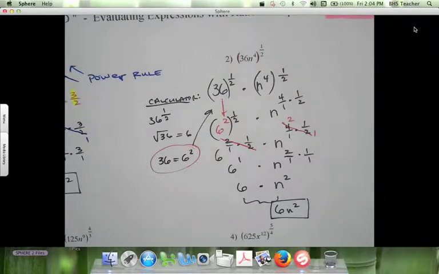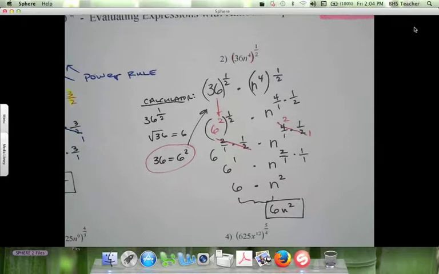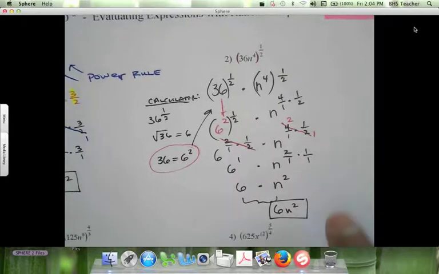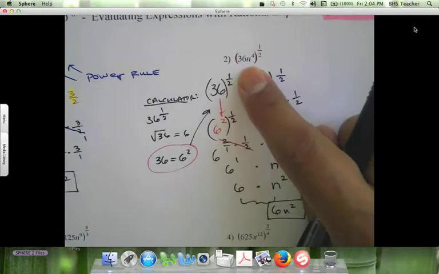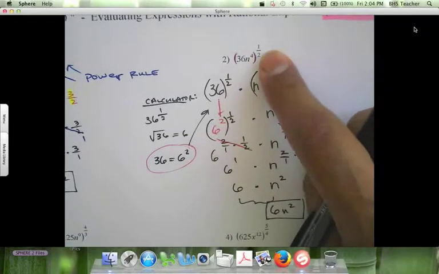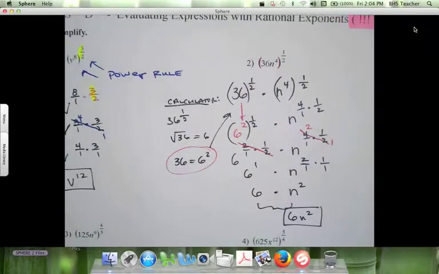Okay, let's look at two more. Very similar. Again, this is the new piece here where you'll have a number and a variable raised to a power. So here goes number 3.